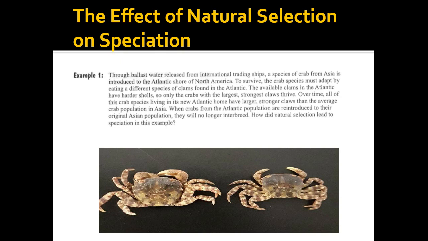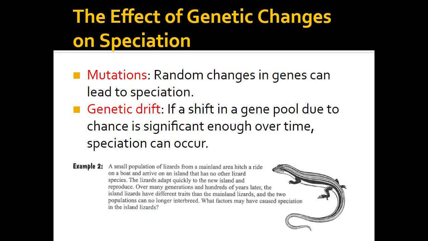Now, a lot of times in nature, they're not going to be reintroduced to the original species. They're so far away from them, like in this example, they're from Asia, and now they've ended up in a different location, so they probably wouldn't naturally be reintroduced to the original population. So remember, all of this is caused by mutations or random changes in the genes and also genetic drift. Remember, genetic drift is due to chance through some significant event that can cause speciation.